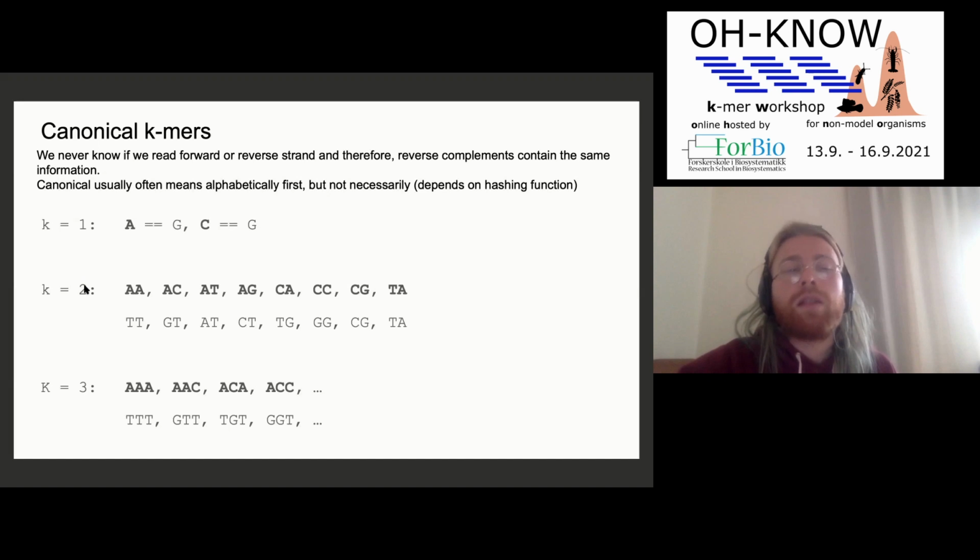Which means that the practical number of Kmers per K will not be 4 to the power of K, but 4 to the power of K divided by 2. And usually when we say canonical Kmers, we mean the alphabetically first, but it's not necessarily true.